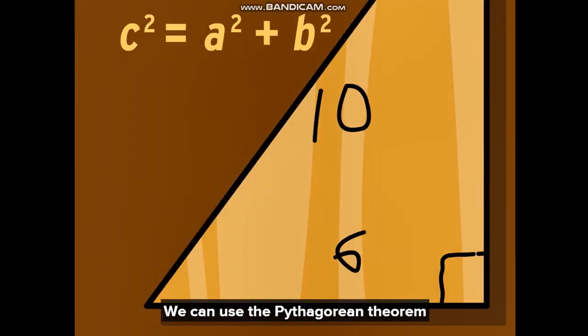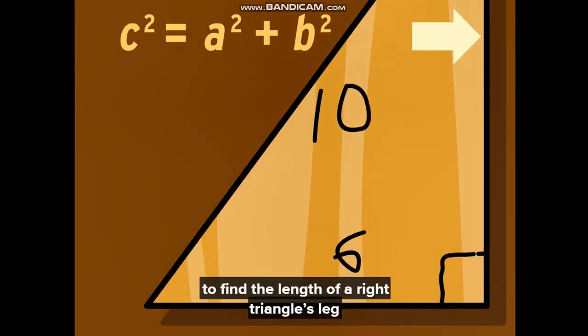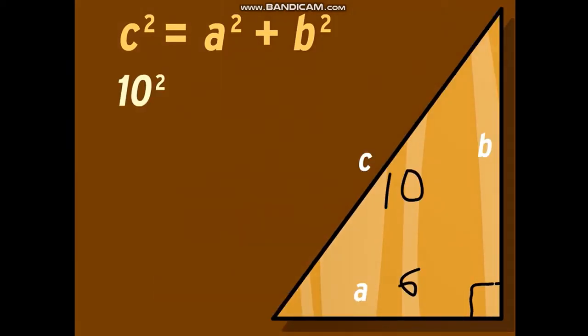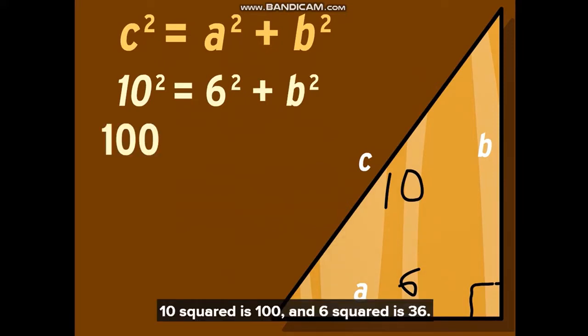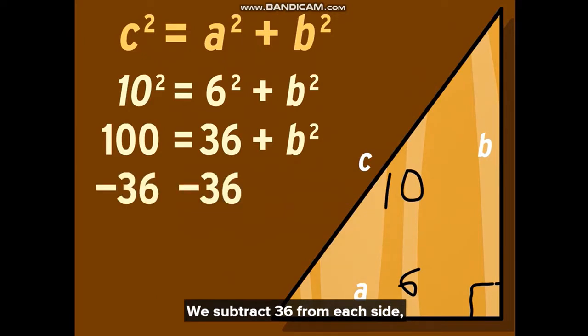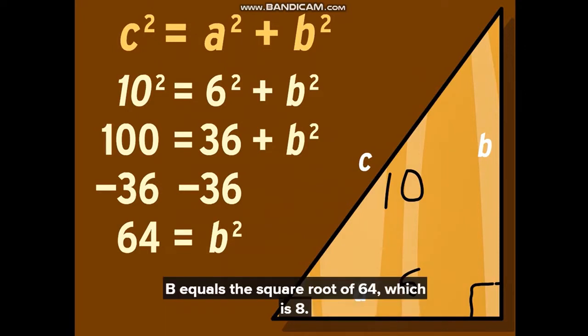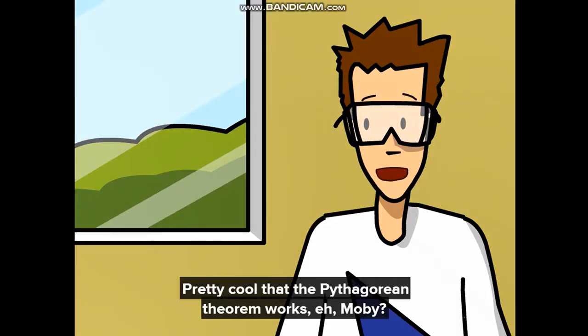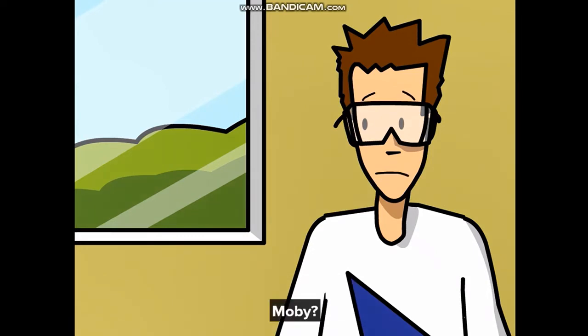We can use the Pythagorean theorem to find the length of a right triangle's leg as long as we know the lengths of the other leg and the hypotenuse. 10 squared is 100, and 6 squared is 36. We subtract 36 from each side, which gives us 64 equals b squared. B equals the square root of 64, which is 8. So leg B is 8 centimeters long. Pretty cool that the Pythagorean theorem works, eh, Moby? Moby?